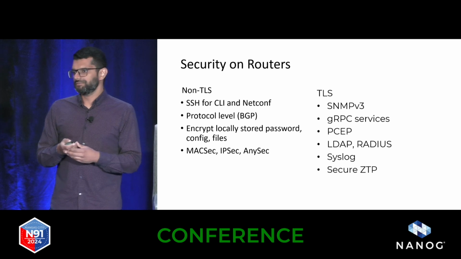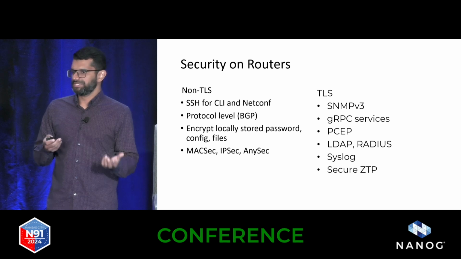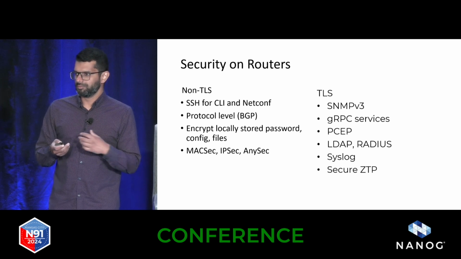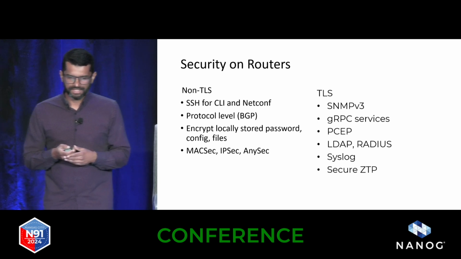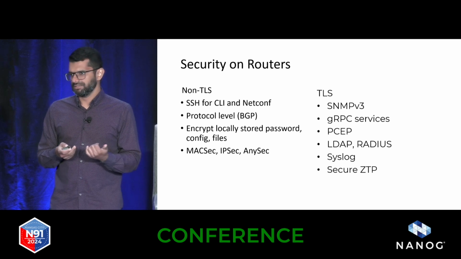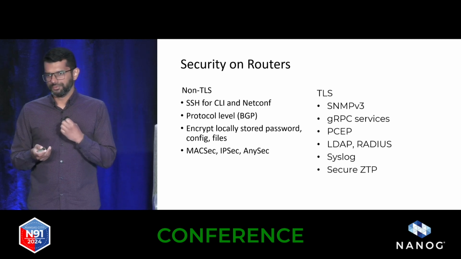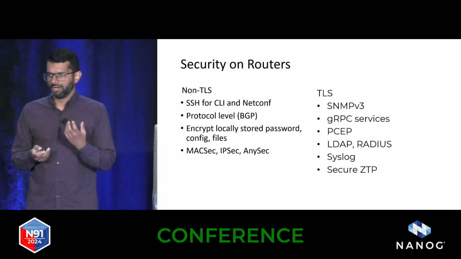And then gRPC services. Personally, I think TLS became more prominent because of gRPC, right? Because of streaming telemetry, people wanted to get data out of the routers and they wanted it to be secure. PCEP also supports TLS. Then there is LDAP and RADIUS for your user authentication. Syslog is another common one that we are seeing these days, with TLS used for syslogs. And then secure ZTP. ZTP is zero touch provisioning, so you can have TLS certificates for booting up your box using ZTP.